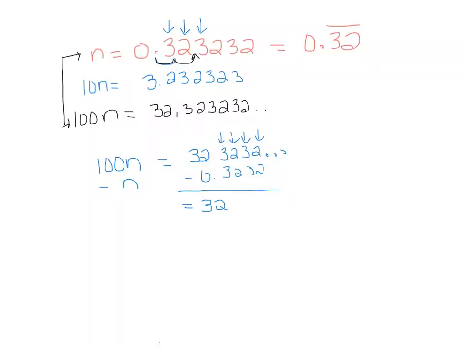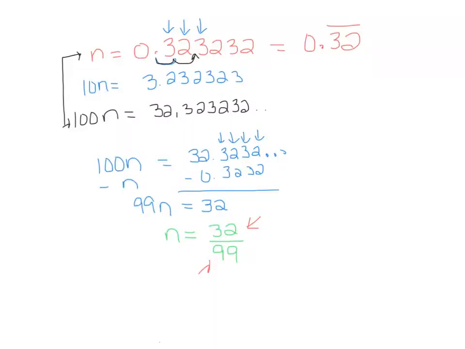On my left-hand side, if I take 100n minus n, I'm going to get 99 times n. Divide both sides by 99. N in its decimal representation can be written as a fraction as 32/99. So I'm going to start seeing some pattern. If the decimal starts repeating right away, my numerator is that repetition. My denominator is the number of 9s in that repetition. And again, this is only if my pattern starts right away.